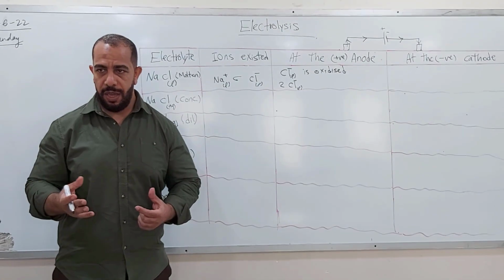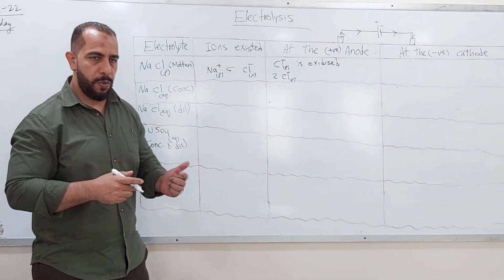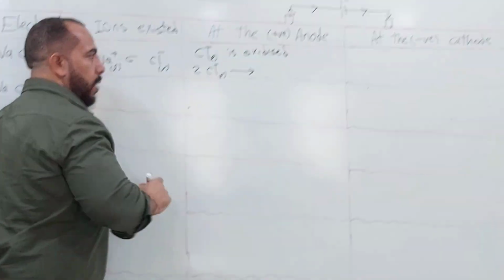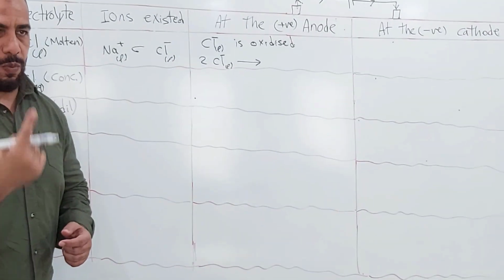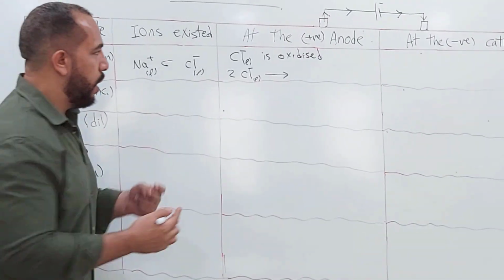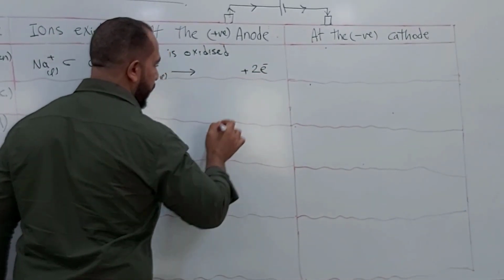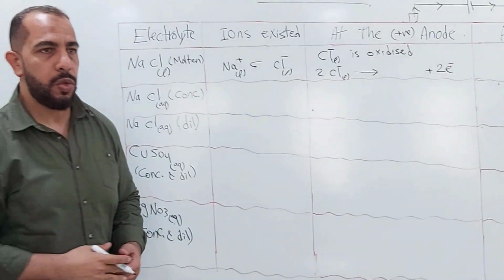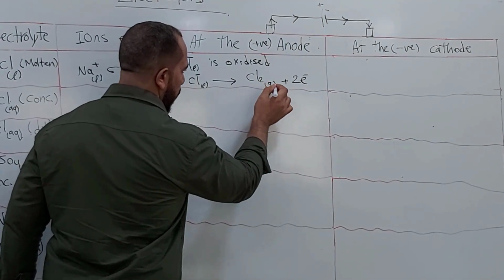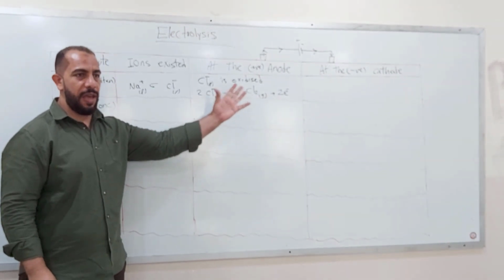So we show here that the seven diatomic gases include bromine as well. Every chloride ion will lose 1 electron. Because there are 2, they will lose 2 electrons in total. So basically here we have 2 lost electrons plus Cl2 gas. So finally we will see bubbles of chlorine gas at the anode.